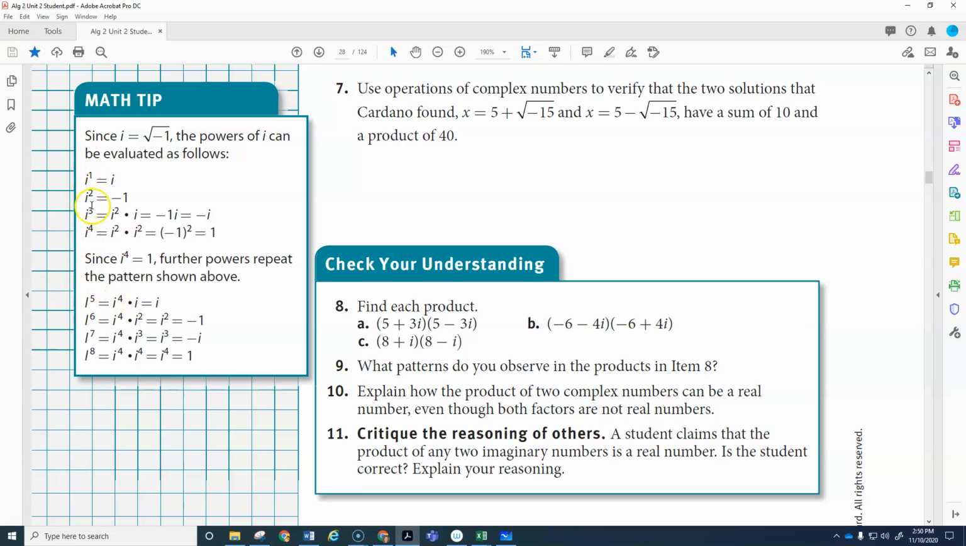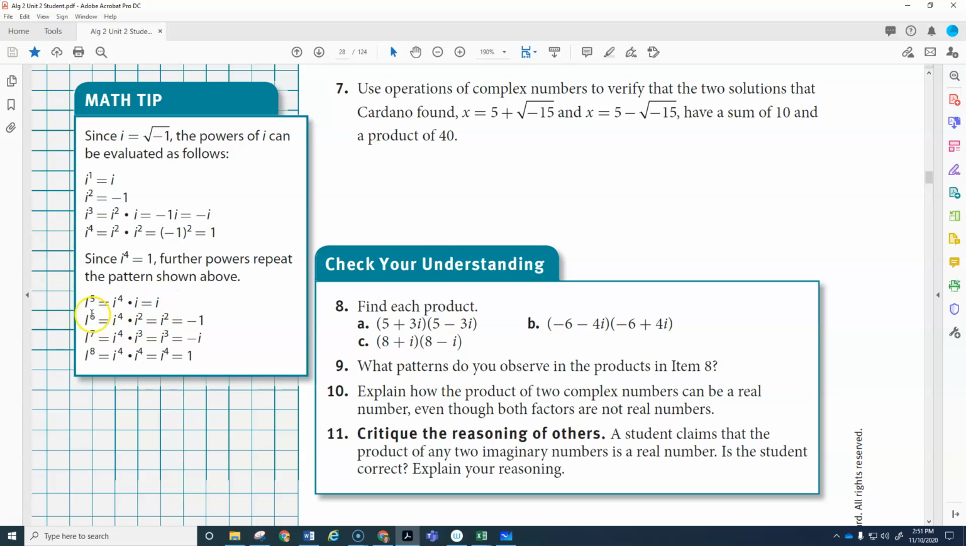All values of i can reduce down to either i, negative 1, negative i, or 1. All of these can be simplified by basically dividing the exponent by 4. So 5 divided by 4 has a remainder of 1, so i with an exponent of 1.